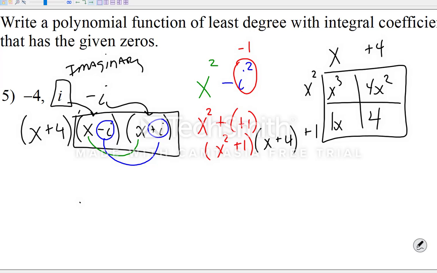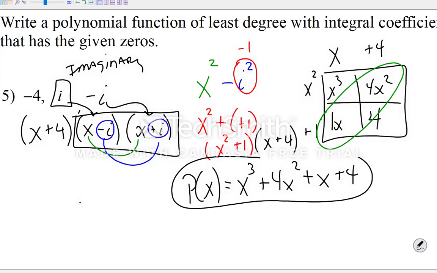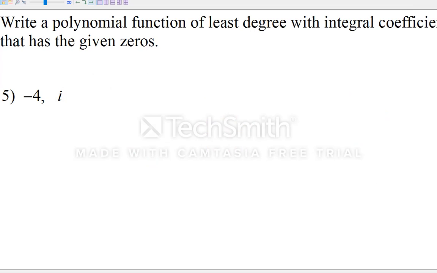If I look at my diagonals here, you see that they cannot be combined because one's a squared and one's not a squared. So my answer would then be p of x, the polynomial function, is x to the third power plus 4x squared plus x, or 1x, plus 4. And that is your polynomial function of least degree that has those given zeros. Okay, again, if you're having problems or I'm going too fast, pause the video to make sure you can keep up. That's what these are for.